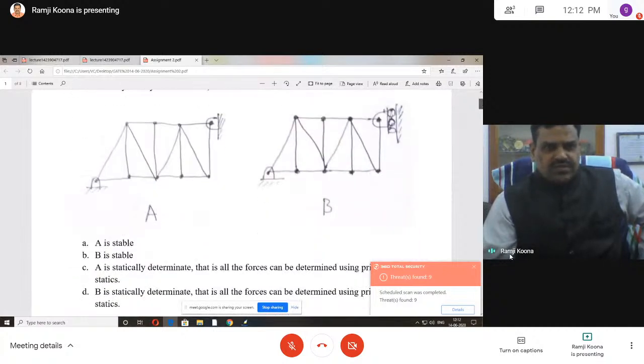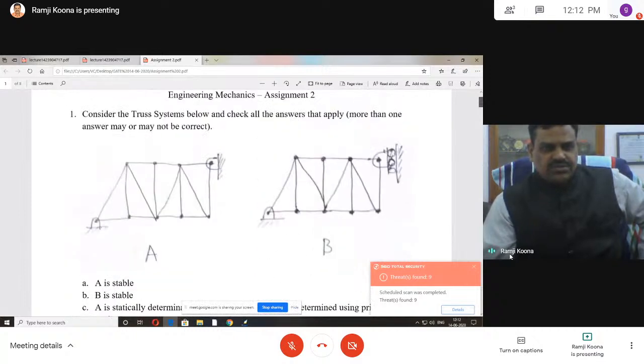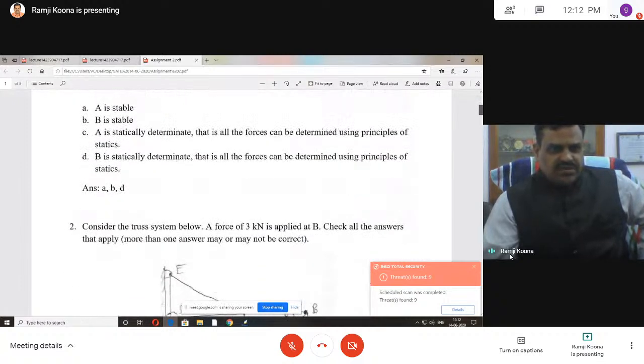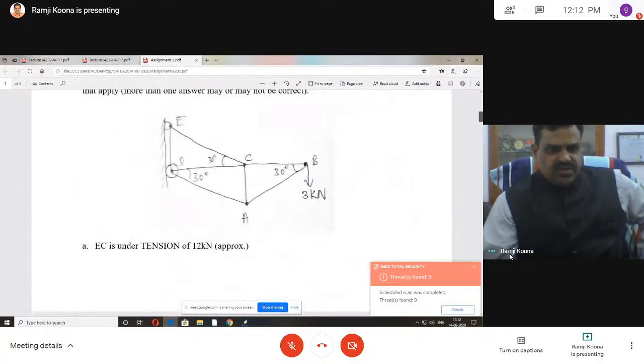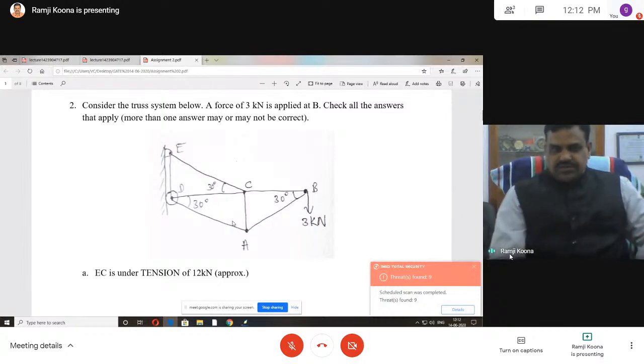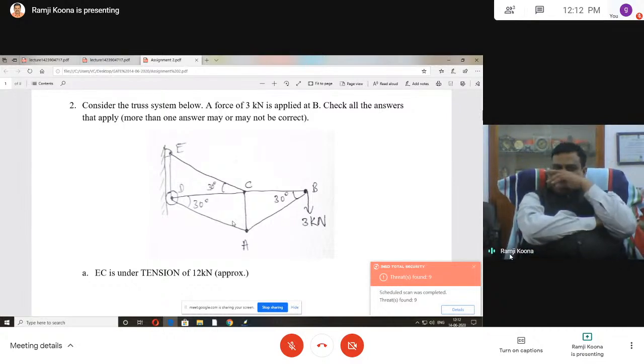The truss, is it stable or unstable? By using the condition 2j minus 3. These are the questions sometimes asked in the objective GATE examination. Then find the force in the member, tension approximately, by applying the method of sections. If I take a section like this, the force along this member, along this member, there are 3 forces and 3 unknowns. We can find out the force along the member EC.